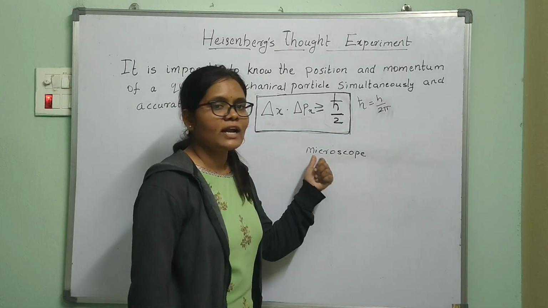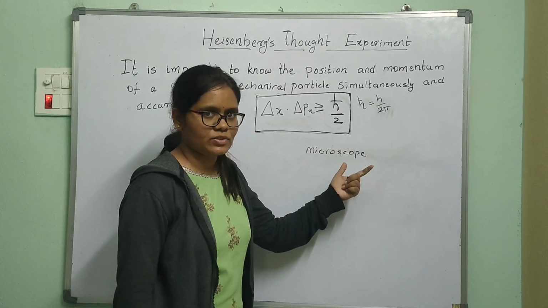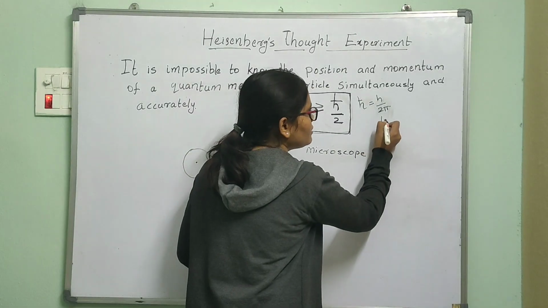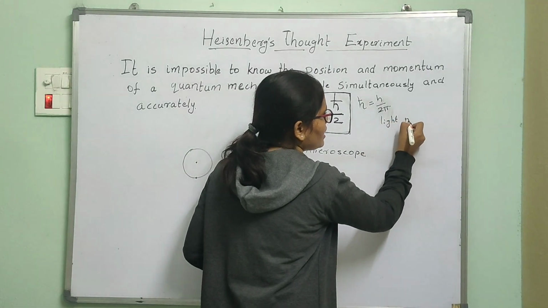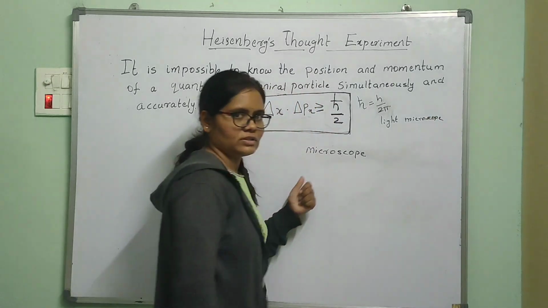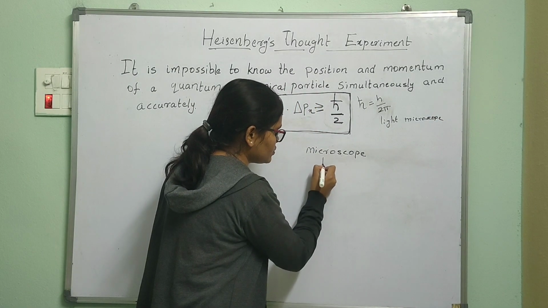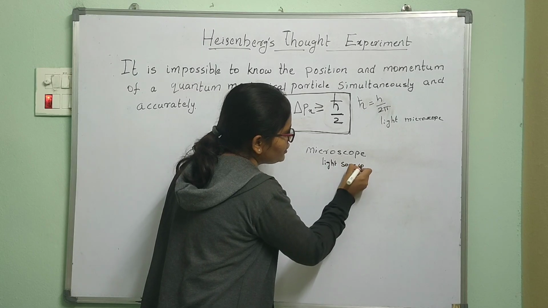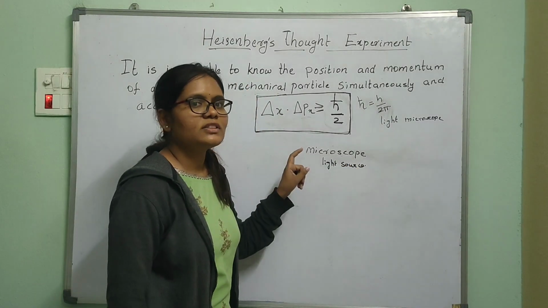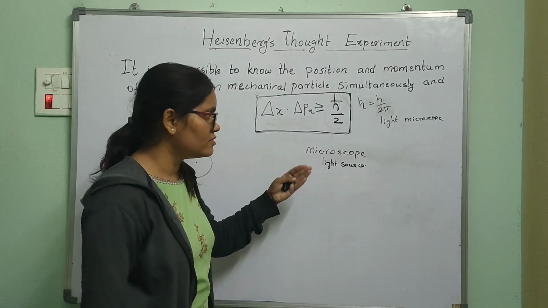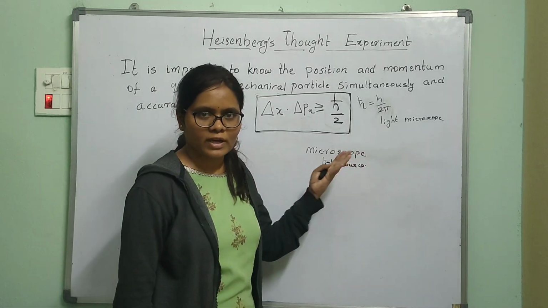And we know that a microscope has a light source. Not all microscopes, but at least light microscopes will have a light source involved in them. So this will have a light source. I need to tell you one more thing here: the resolution of a microscope. Resolution means the clarity with which it gives the results or an image.